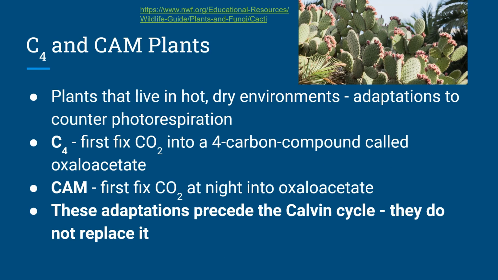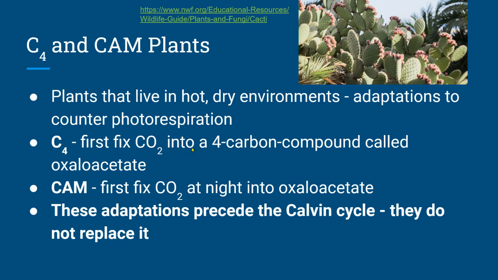Now, you may be asking yourself, wait, there are plants that permanently live in hot, dry environments. You know, the first one that probably comes to your mind is cacti. How do they survive through constant photorespiration? Well, plants that live in these environments have special adaptations, introducing new chemical pathways in their mesophyll cells. There are two types of plants that have these adaptations, C4 and CAM plants. C4 plants first fix CO2, atmospheric CO2, to a special 4-carbon compound, hence C4, called oxaloacetate. CAM plants also do this, but only at night.